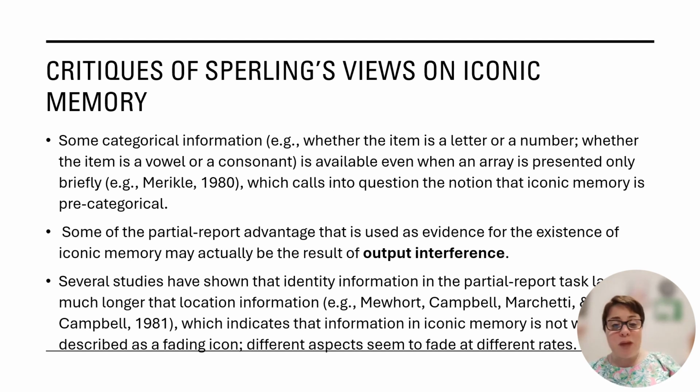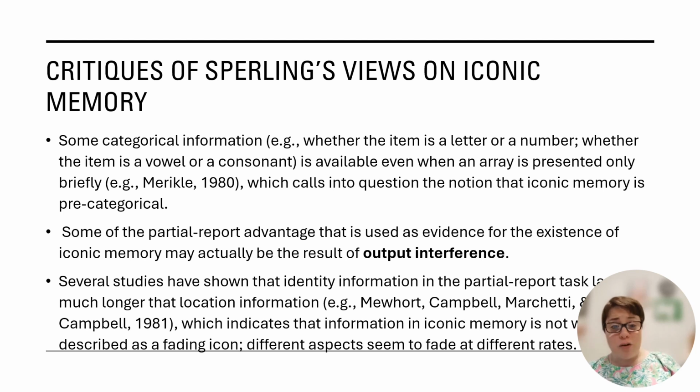So the maximum number of letters that can be reported on a whole report trial is 12, while the maximum on a partial report is 4. So if output interference is reducing the amount of letters reported on whole report trials, then this would in turn make the partial report advantage seem larger and more rapidly changing than it actually is. So the notion of iconic memory clearly predicts a large partial report advantage.